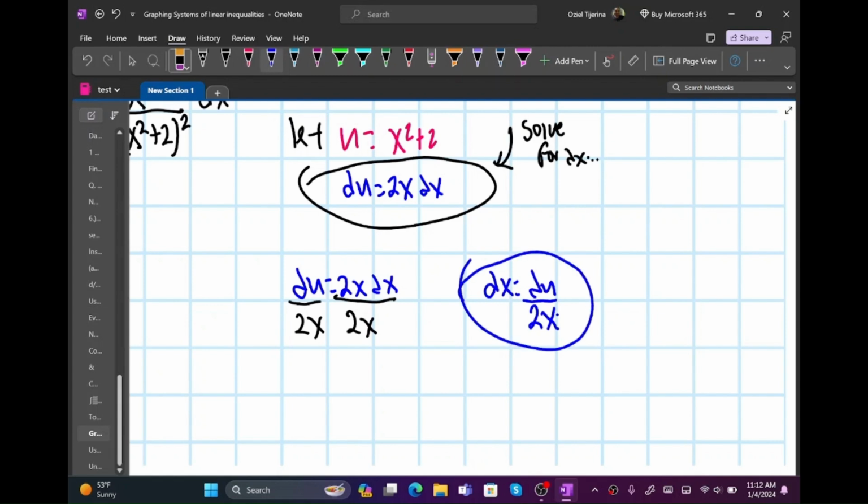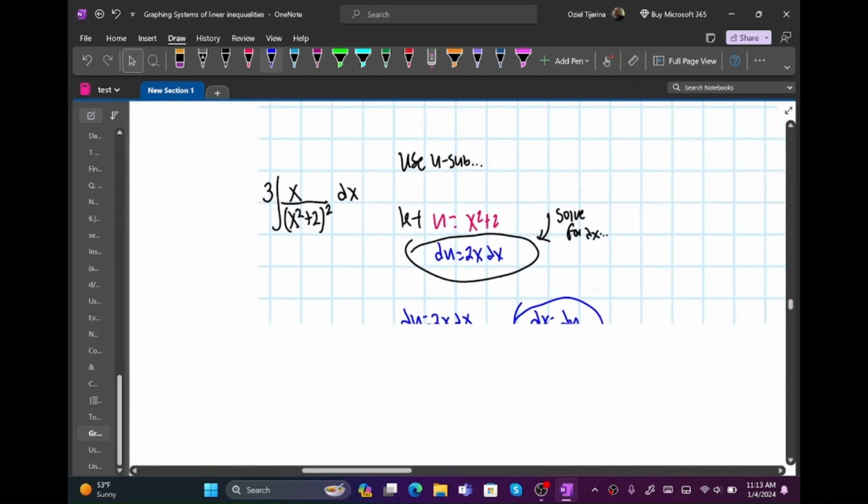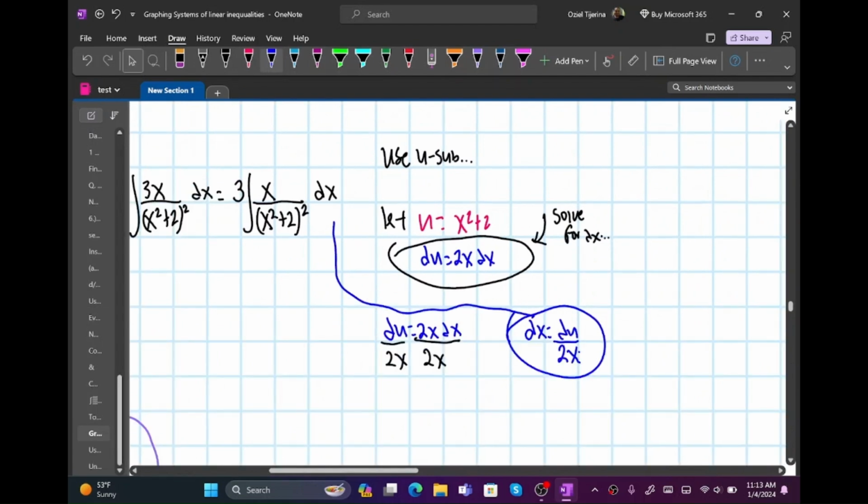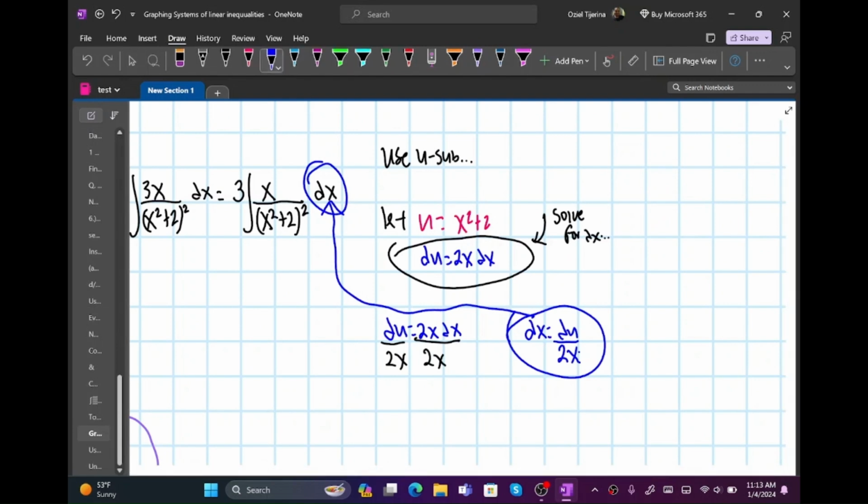Now put this in for this. Okay, so therefore, the u part will go in for the denominator, but you have to make sure you square it. Okay, so right here.